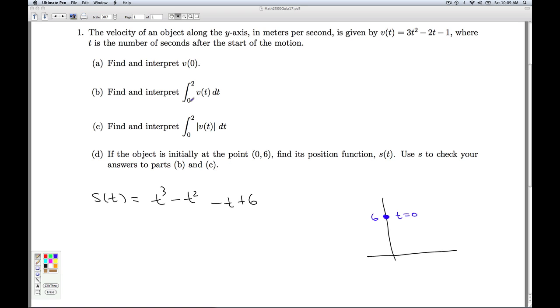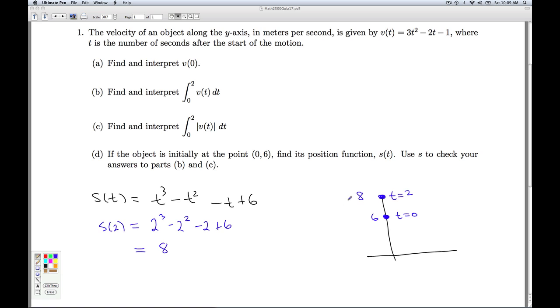When I integrated from 0 to 2, I look at s of 2, and I get 2 cubed minus 2 squared minus 2 plus 6. We've seen this before. 8 minus 4 minus 2 is 2. 2 plus 6 is 8. So when t equals 2, I'm up here at 8.